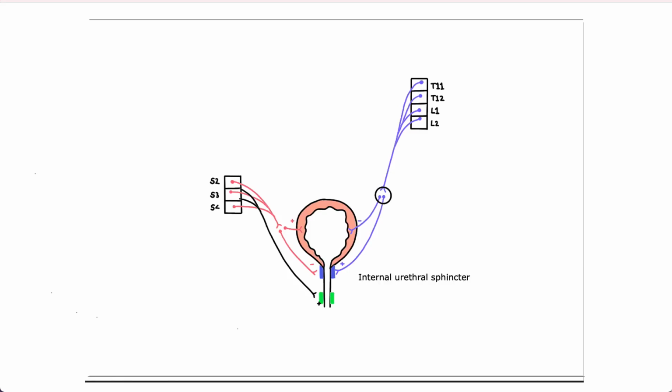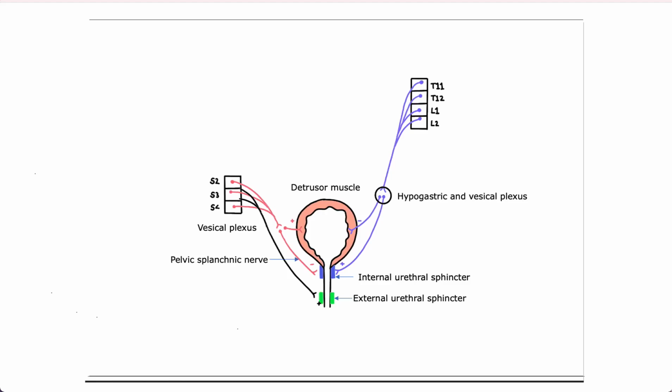So this is important, and you should be knowing that. That's really important. So internal urethral sphincter, we talk about it. External urethral sphincter, we talk about it. Hypogastric and vesical plexus, we talk about that. Detrusor muscle, we all know about that. Vesical plexus, we know about that. And we know this is the parasympathetic pelvic splanchnic nerves.